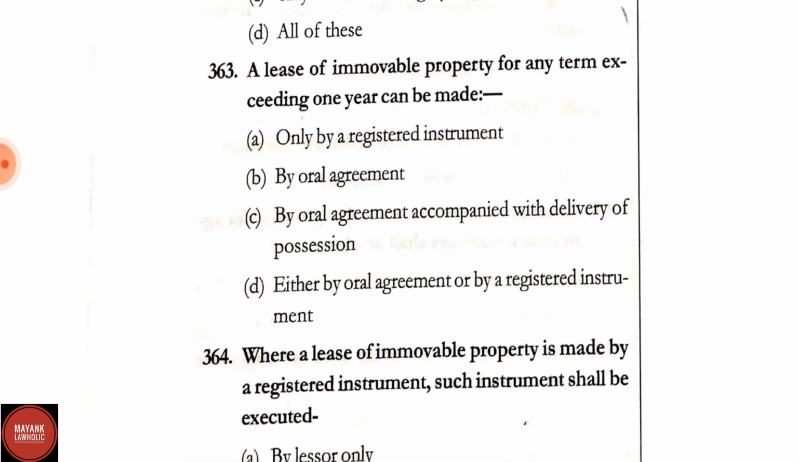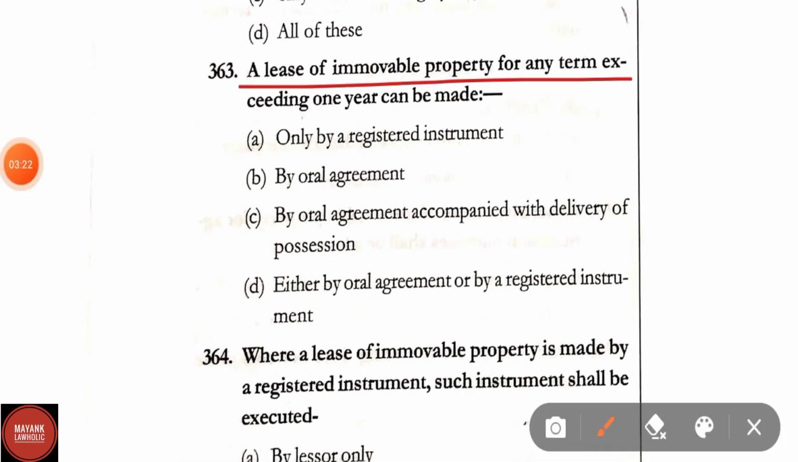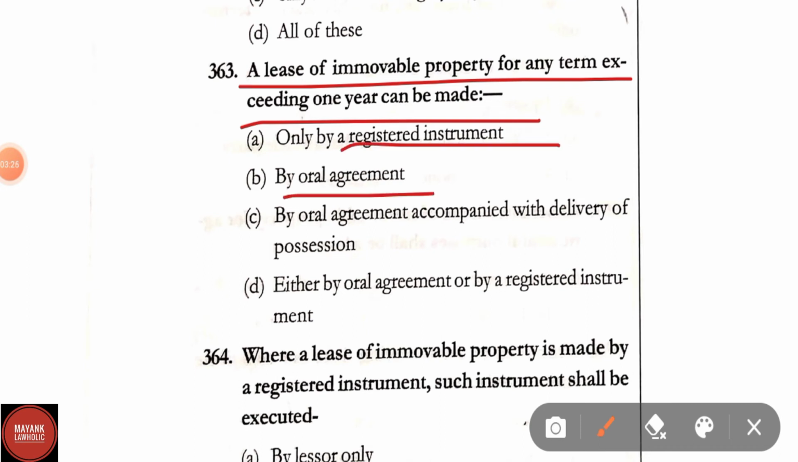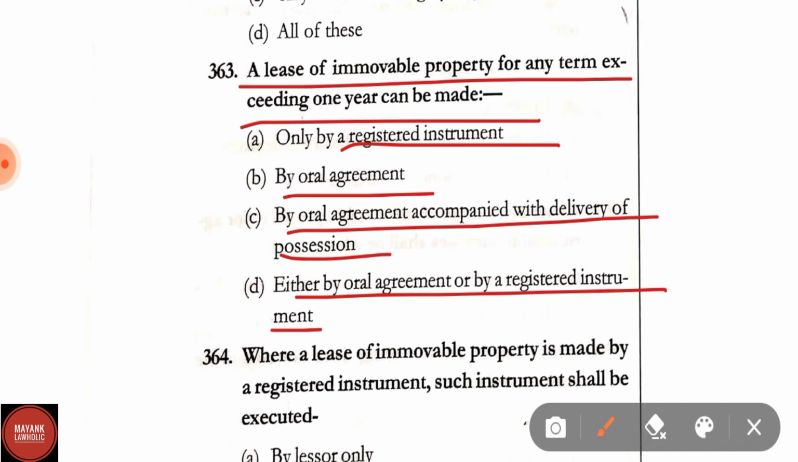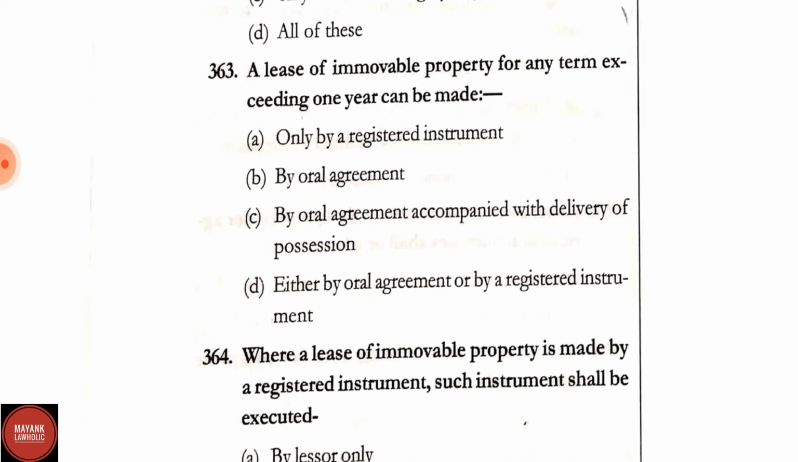Question number 363. A lease of immovable property for any term exceeding 1 year can be made only by a registered instrument, by oral agreement accompanied with delivery of possession, or either by oral agreement or by a registered instrument. Here the correct answer is option A, that is, only by a registered instrument.